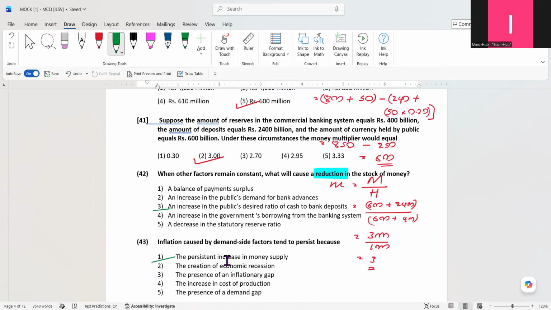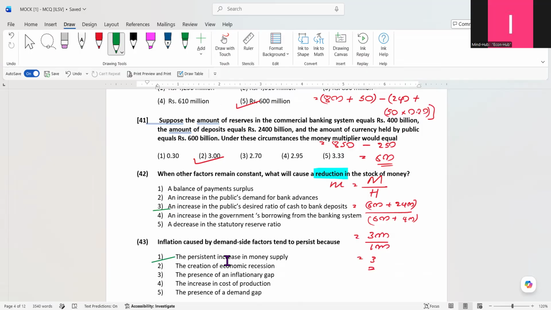So 600 plus 2,400, that is the money supply, divided by high-powered money. High-powered money components are currency with the public, 600. Then how much money commercial banks keep as reserves? That means the money they keep at the central bank. That is 400. 600 plus 400 is 1,000. So 3,000 divided by 1,000, we end up with 3. Correct answer number 2 for 41.